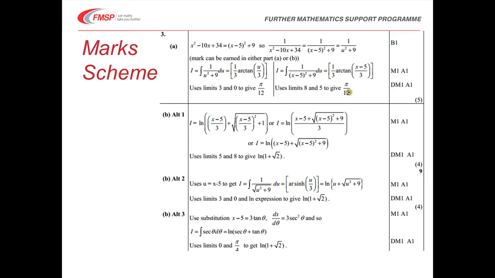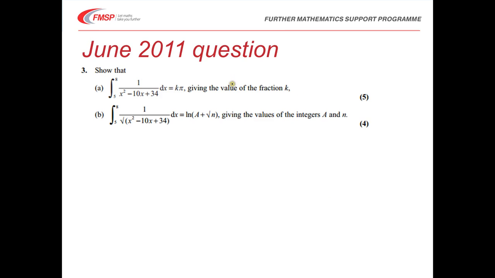Okay, let's have a look at how that works. So we can see here that we've got the standard substitution or a direct result using limits of 3 and 0 if you've done the substitution to give pi over 12. So you've got a mark for completing the square, marks for dealing with the arctan integration, and then finishing off and using the limits correctly.